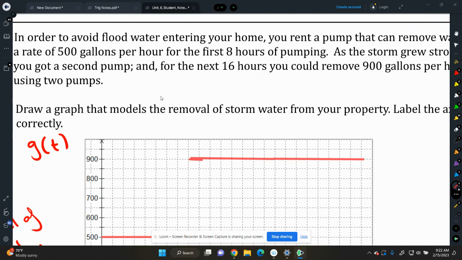Your question got me confused. Hold on a second. I got to get my thought together here. Let's see. Removing water at a rate of 500 gallons per hour. Okay. Yeah, no, this is correct.